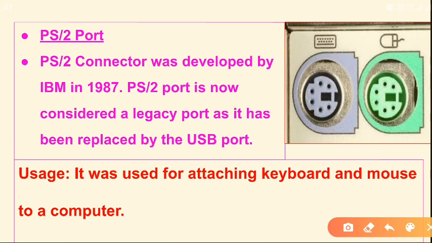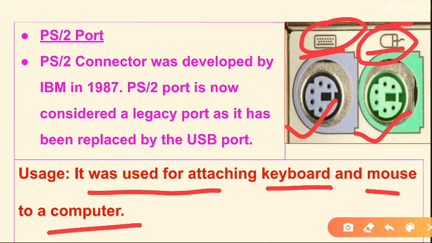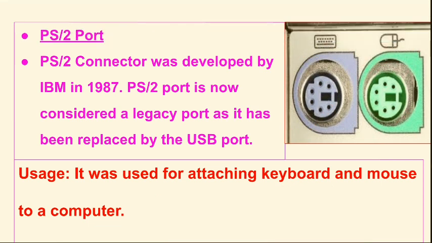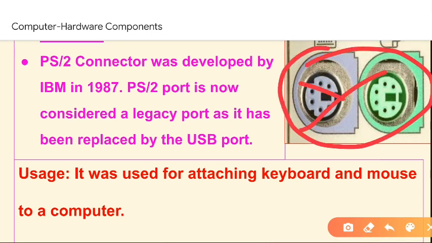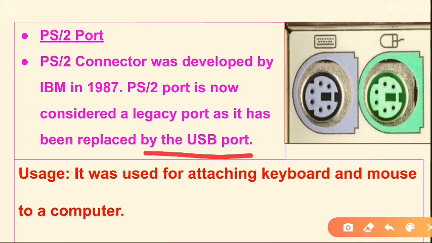It was used for attaching what? Keyboard and mouse to the computer. See, there are two ports given on this computer. This PS2 port is used to connect what? The keyboard, and this one is used for the mouse. These symbols were made. So these are the PS2 ports. You cannot see these normally. If you purchase a new computer nowadays, you will not see these ports. There's no use of these ports. Why? Because these ports have been replaced by the USB port.